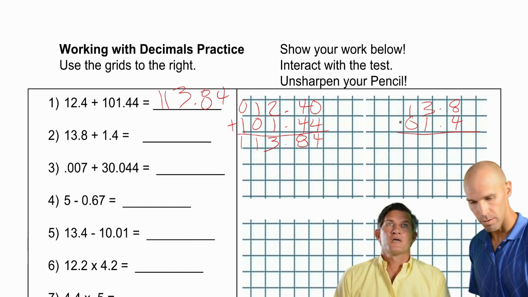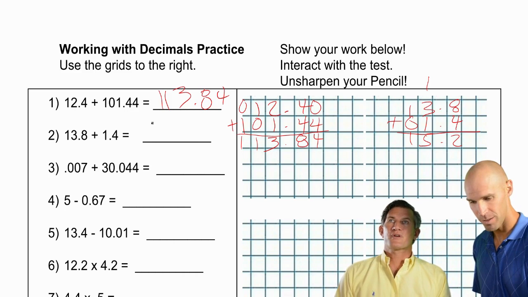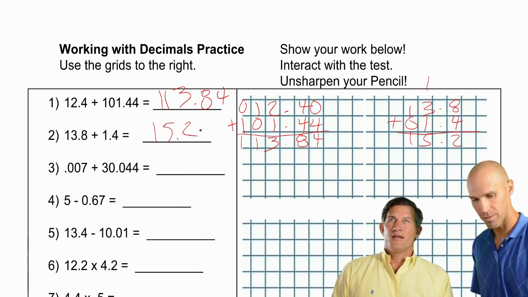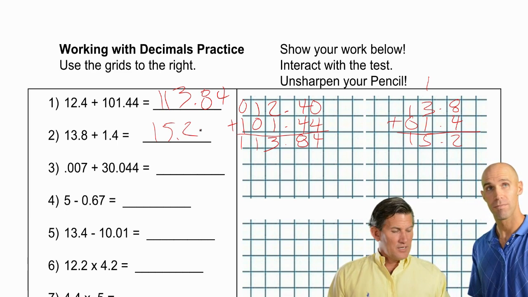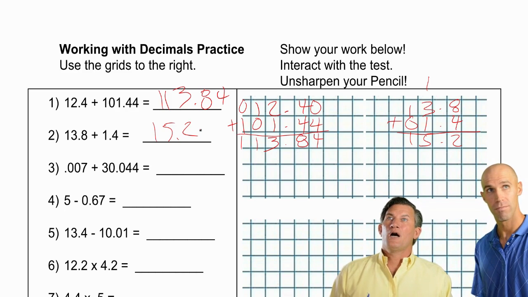Plus sign, all right, we're adding. Right to left. 8 plus 4 is 12, carry the 1. Oh, there's that dot right there. Line up them dots. Plus the 1 and the 1 makes 15.2. Perfect. 15.2 is our answer. The way to say it correctly is 15 and 2 tenths, but I always say point, and there's nothing wrong with that.